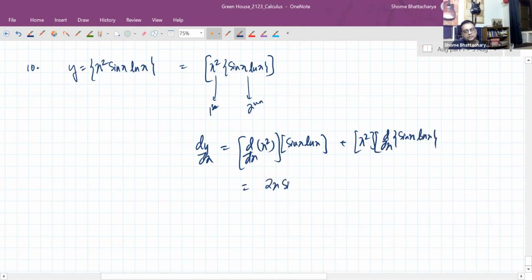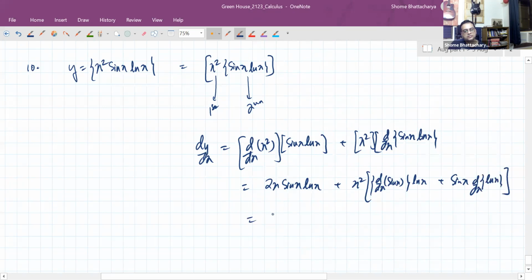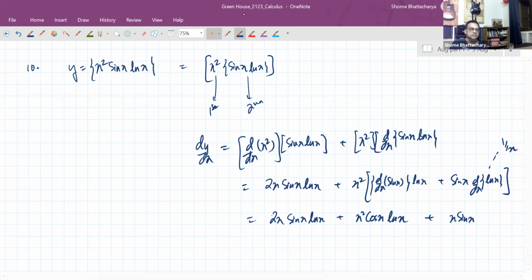So this is 2x into sine x ln x plus x square into, now when you take this inside, again it becomes differentiation of sine x into ln x plus sine x into differentiation of ln x. So 2x sine x ln x, I'm taking the x square inside, x square cos x ln x plus x square into sine x into 1 by x. So that will just become x sine x, because this term will become 1 by x. Okay, so hope this is also clear.